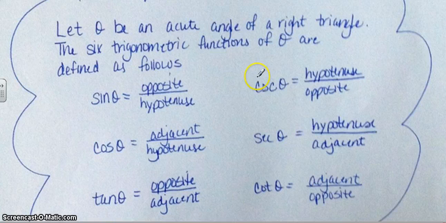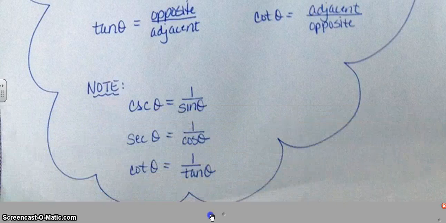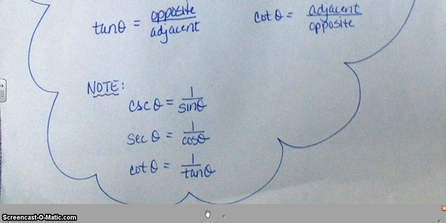The reciprocal of sine is cosecant. Cosecant of theta is hypotenuse over the opposite side. The secant, which is the reciprocal of cosine, is hypotenuse over adjacent. And the cotangent, which is the reciprocal of tangent, is adjacent over the opposite. So besides those six functions, you also want to keep in mind the reciprocal functions.